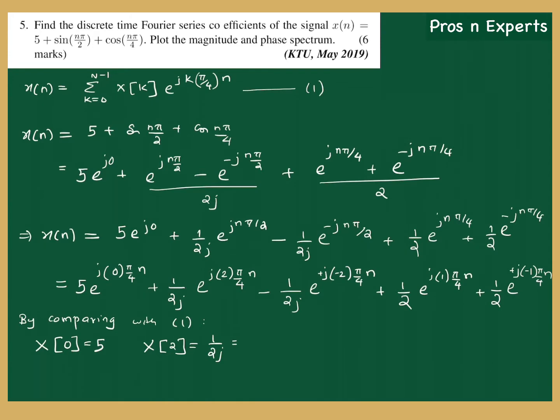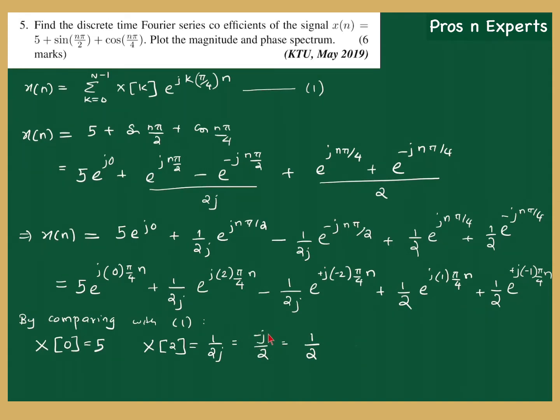And 1 by 2j is actually equal to minus j by 2. You know how it occurs, right? Minus j by 2, because in 1 by 2j, I can multiply j on both numerator and denominator, and j into j is minus 1. So this is j by minus 2, which is equal to minus j by 2. Minus j by 2 means the magnitude is 1 by 2.